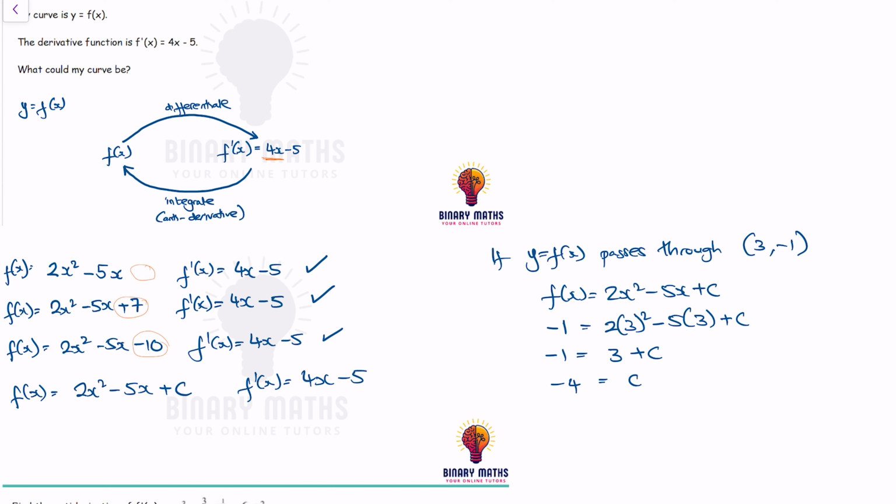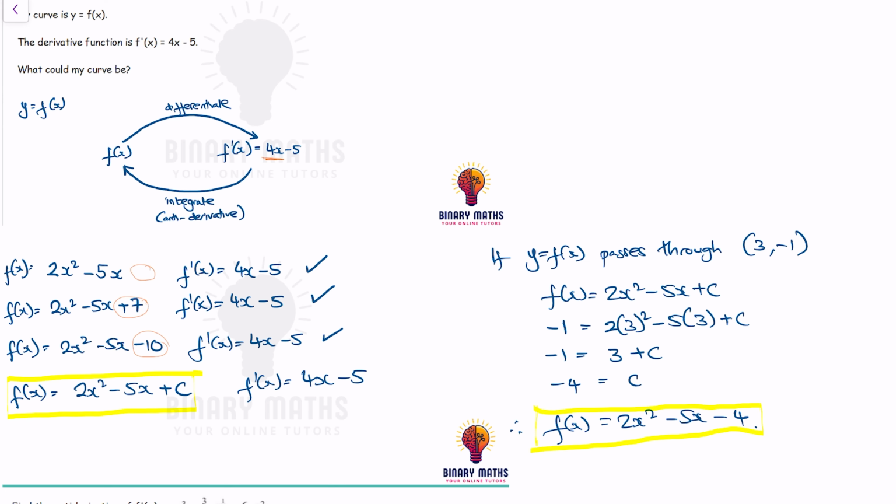So now I can get my answer. Therefore, f of x will be equal to 2x squared minus 5x take away 4. So that means if I don't know a point that it goes through, I need to write the general answer, which has a plus c in it. But if I know that it goes through a point, then I need to substitute and find the actual function. So there's two different methods depending on what you're given.